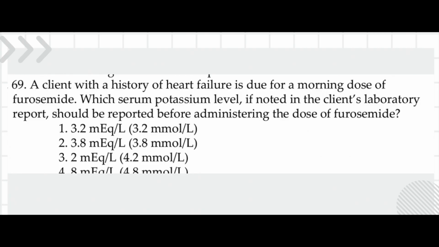All right, for this one, we're going to be looking at a drug, furosemide. So here we have a patient who has heart failure and is due for their morning dose of furosemide, also known as Lasix, the common name. Which serum potassium level, if noted in the client's laboratory report, should be reported before administering the dose of furosemide?